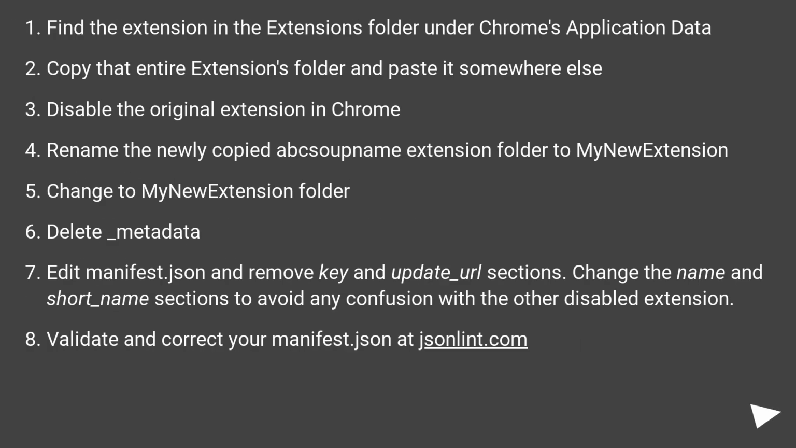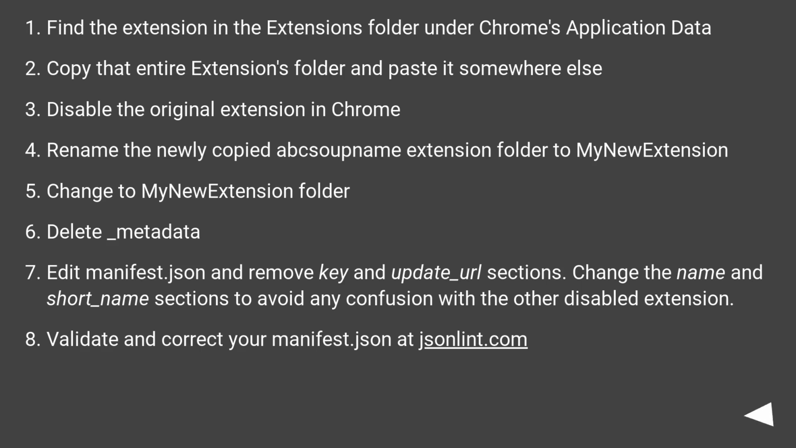Find the extension in the extensions folder under Chrome's application data. Copy that entire extensions folder and paste it somewhere else. Disable the original extension in Chrome. Rename the newly copied app_name extension folder to menu extension. Change to menu extension folder.